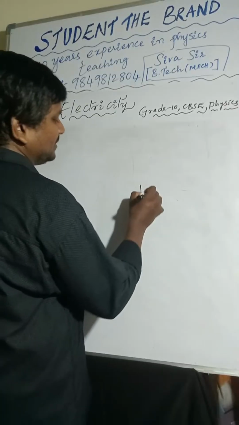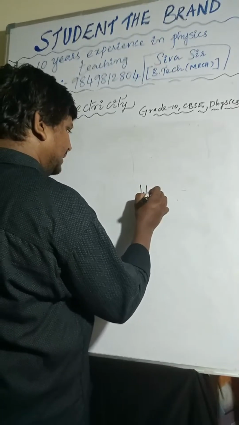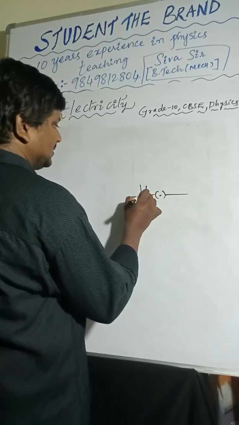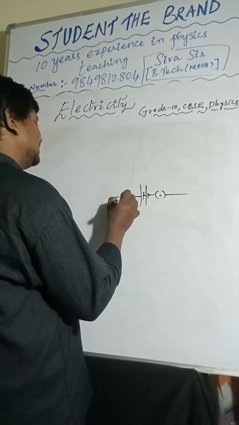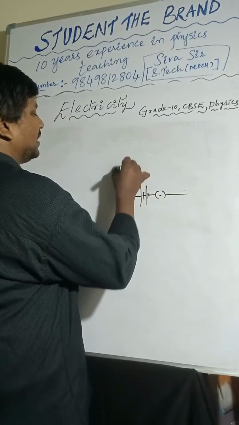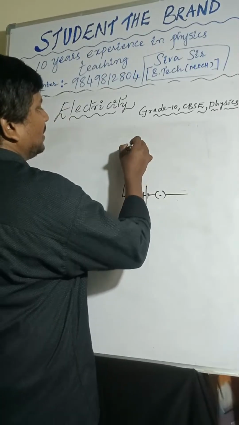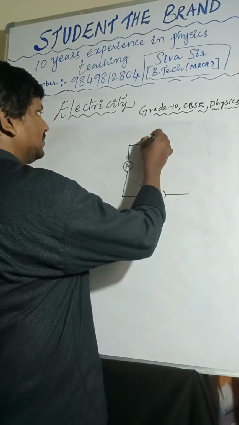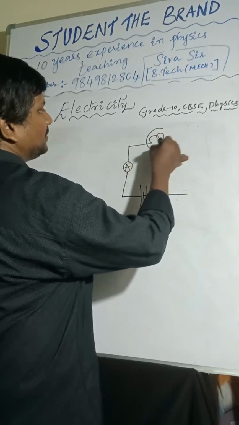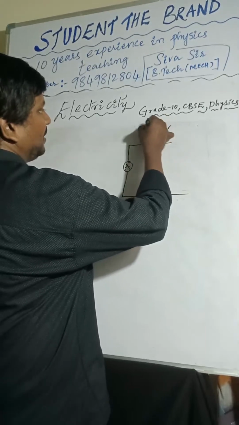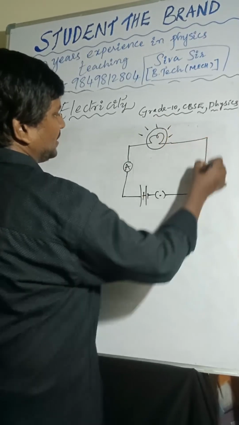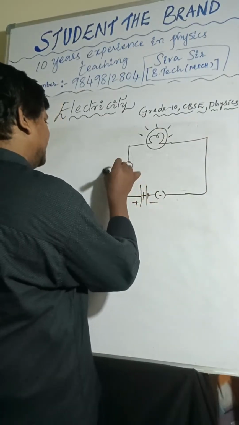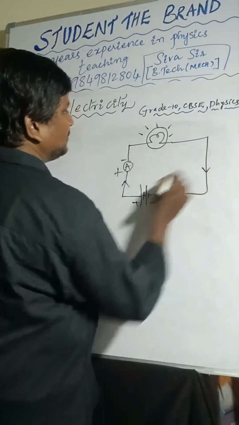So I'm taking the battery. This is the closed switch. The ammeter I am connecting here. I am considering the bulb symbol. This is the bulb. And here I am connecting the switch. Now current is passing, from positive to negative.